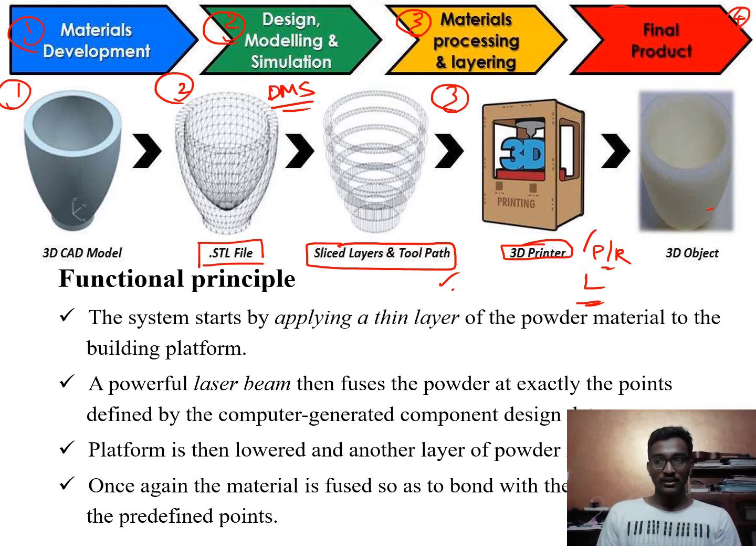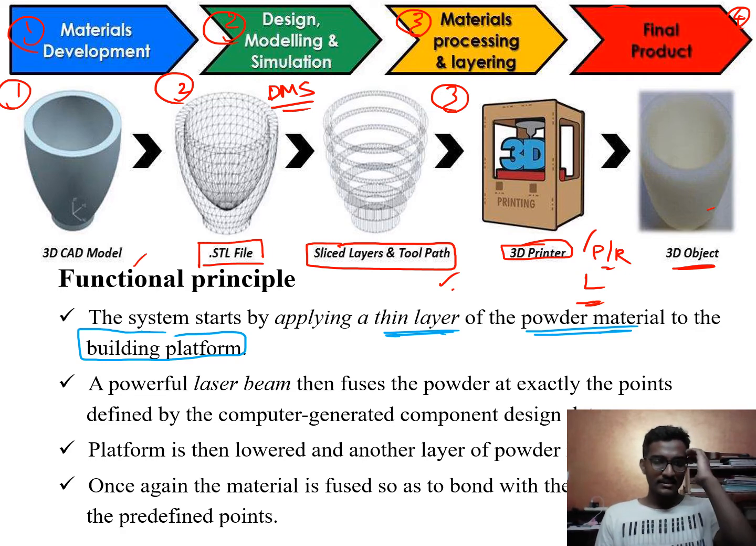So that is a 3D object, so you can see it as a 3D CAD model and a 3D object. So what are the functions that we're going to use here? The first thing we can see is how the system starts by applying a thin layer of the powder material to the building platform. So there is a lot of discussion about how a thin layer of powder material is built across a platform.